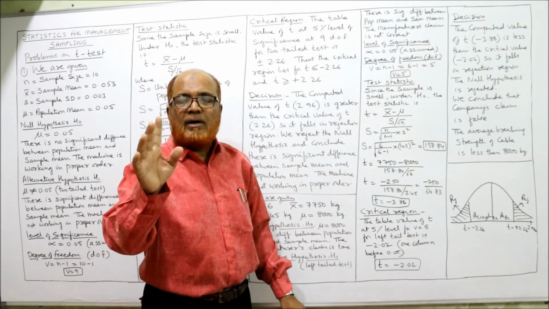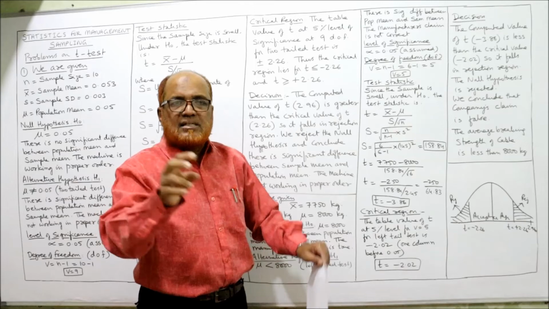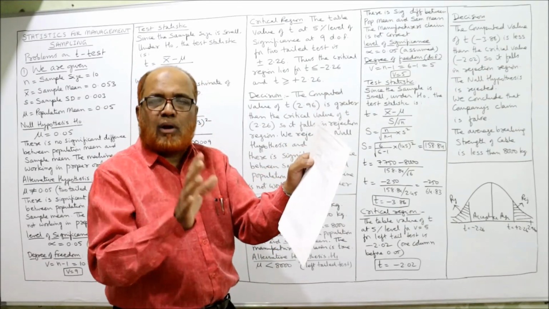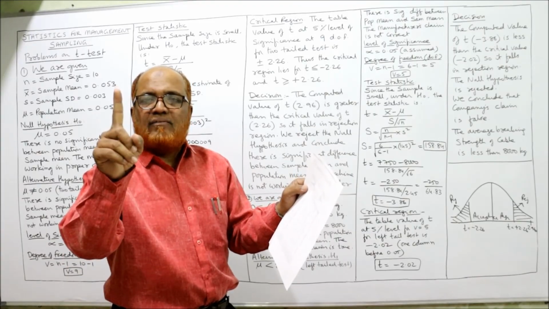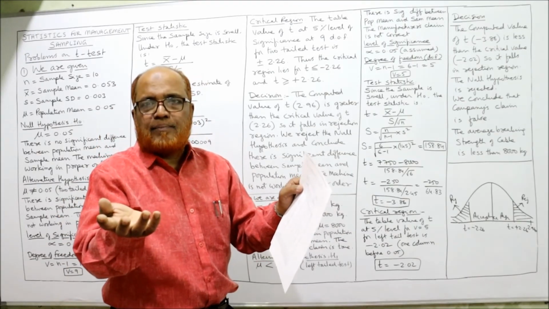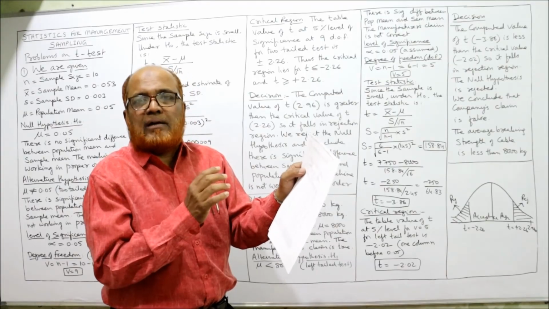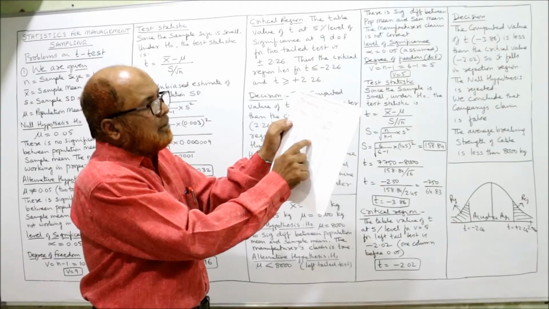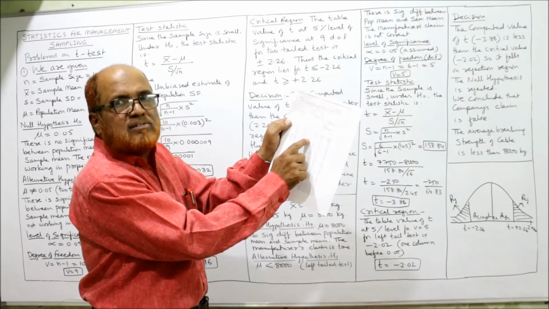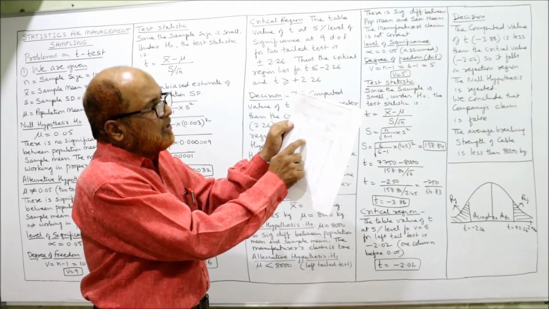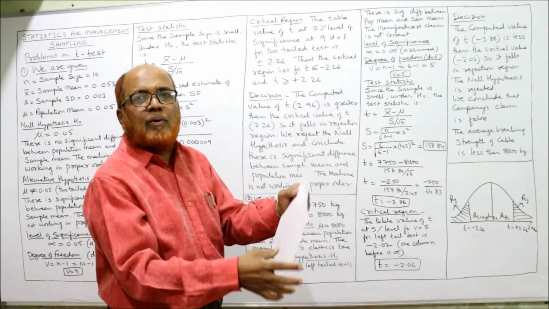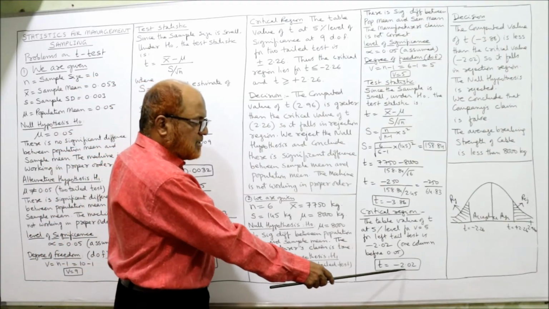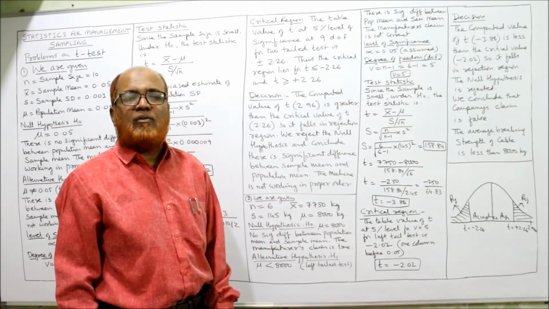So remember, if it is a two-tail test, take the same column: 5% means 0.05, same column. If it is a one-tail test, whether left tail or right tail, take one column before. So row 5 degrees of freedom, column 0.05 gives 2.57. Don't take 2.57; before that, you will get 2.02. Take 2.02 for a one tail test. So minus 2.02 is the critical value of T.